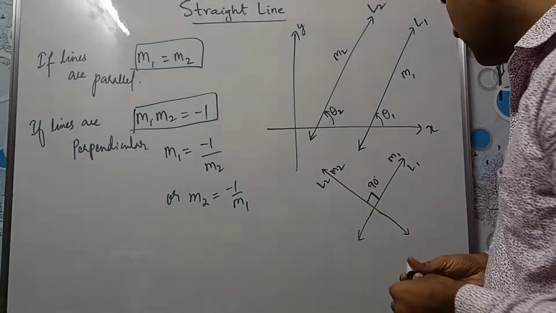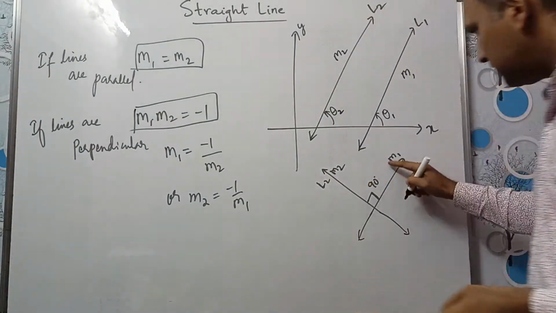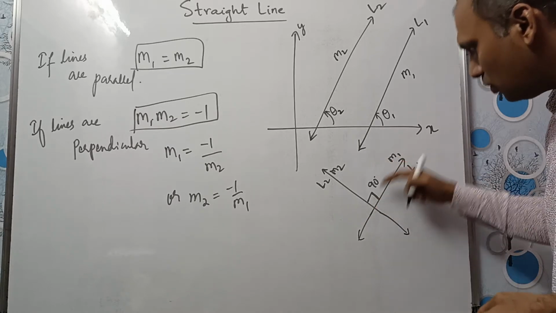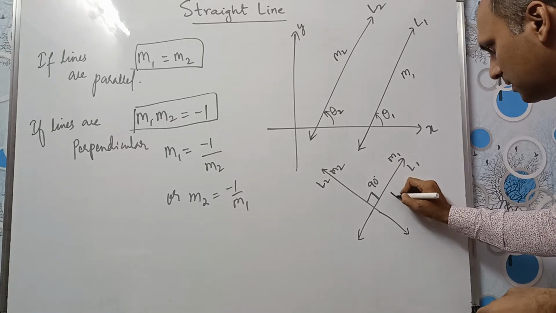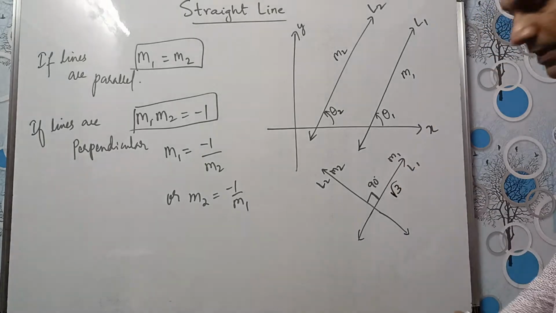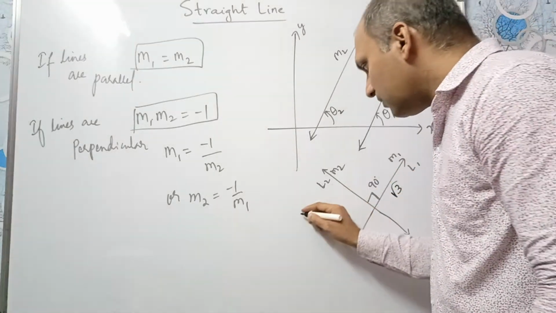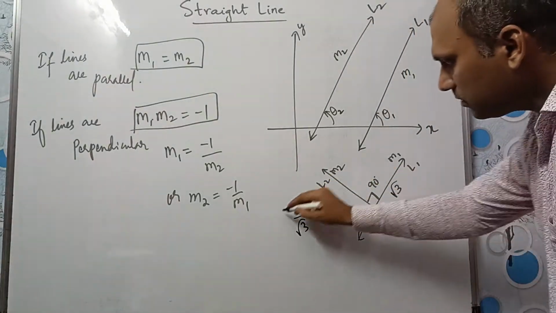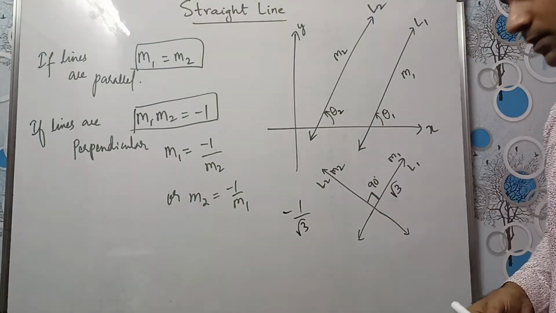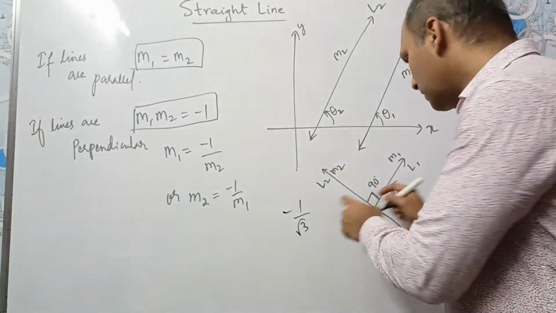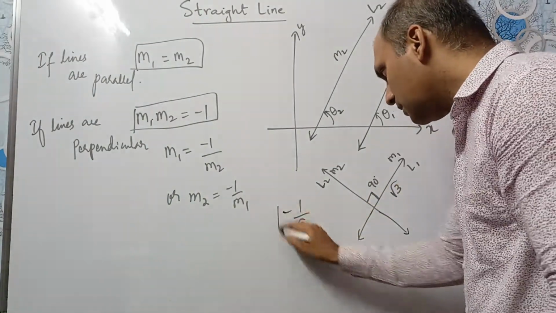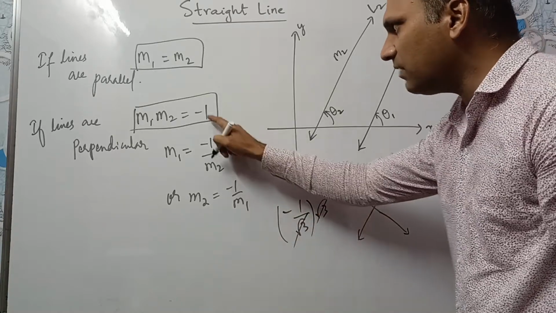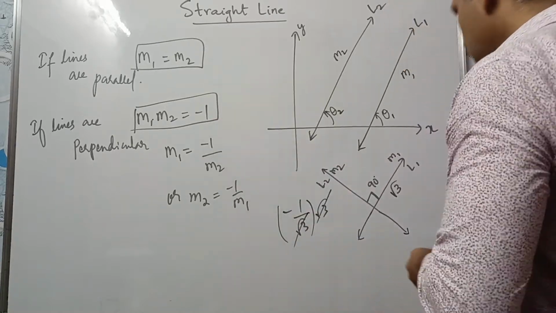It is like, for example, let us say the slope of the first line is root 3. The slope of the second line will be 1 by root 3: the reciprocal of this with a minus sign. Because if you multiply these two, this 1 by root 3 and root 3, the root 3 will get cancelled. We have minus 1. We need minus 1, right?